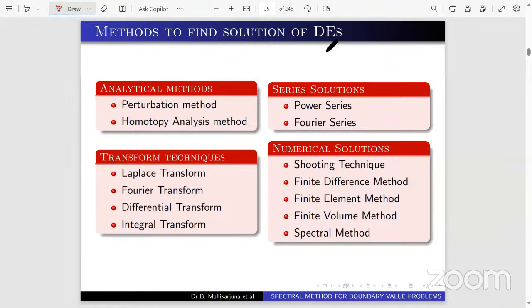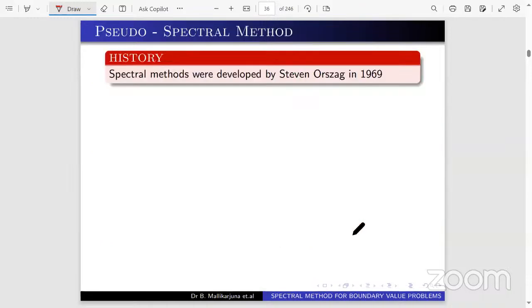Numerical methods. There are many, I'm just listing very famous methods. Actually, the shooting technique depends on Runge-Kutta fourth order method, any type of Runge-Kutta method. Now the finite difference method, finite element method, finite volume. So what we are going to discuss is the spectral method. And there are many numerical methods. Let us see what is the spectral method and who initiated it.